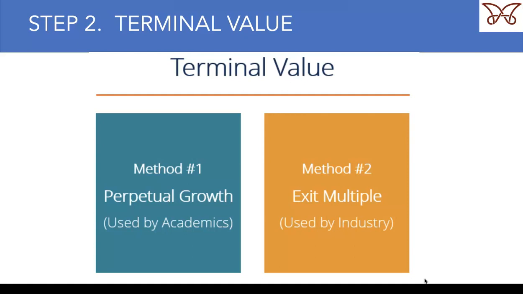One is the perpetual growth method, which assumes that the free cash flows continue to grow at the same moderate growth rate. We shall ignore that method. The other method is the exit multiple method used by industry practitioners. We multiply the free cash flow from year 5 with a certain market multiple and assume that to be the terminal value in year 6.